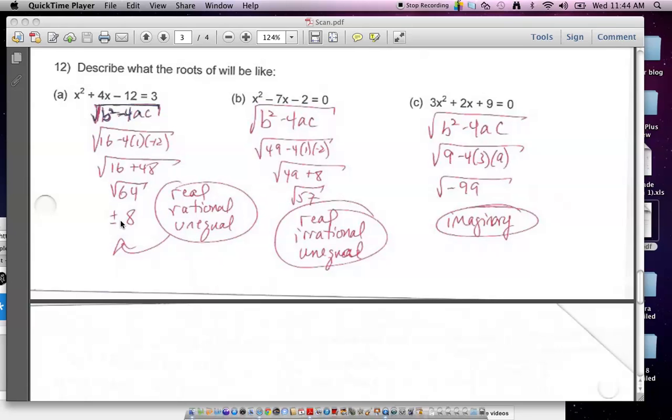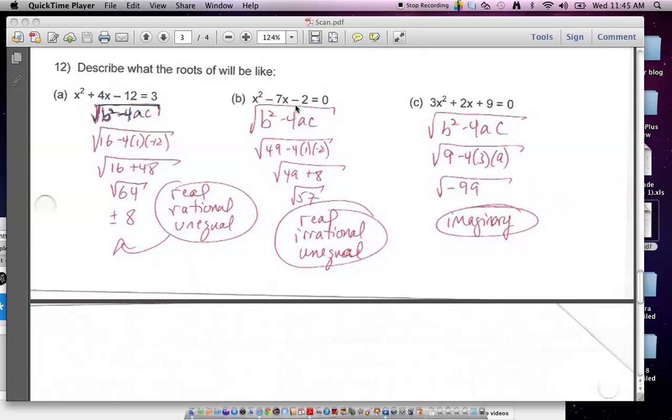When I get that, first off, 8 is a rational number, so I know the roots have to be rational. It's also a real number. The only way it's not real is if it's imaginary, and the only way it's imaginary is the square root of a negative. So it's got to be real, it's rational, and it has to be unequal because in front of this plus or minus 8, you would have blah, blah, blah, whatever it is, I don't care. You'd have that thing plus 8 and that thing minus 8. The bottom line is that's two different answers, so they have to be unequal.